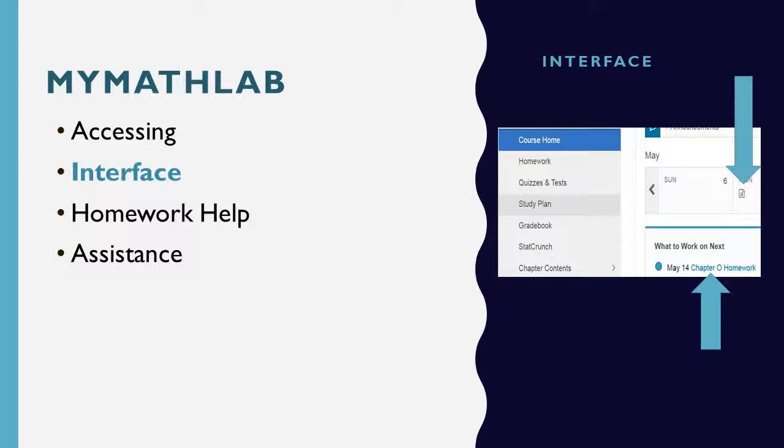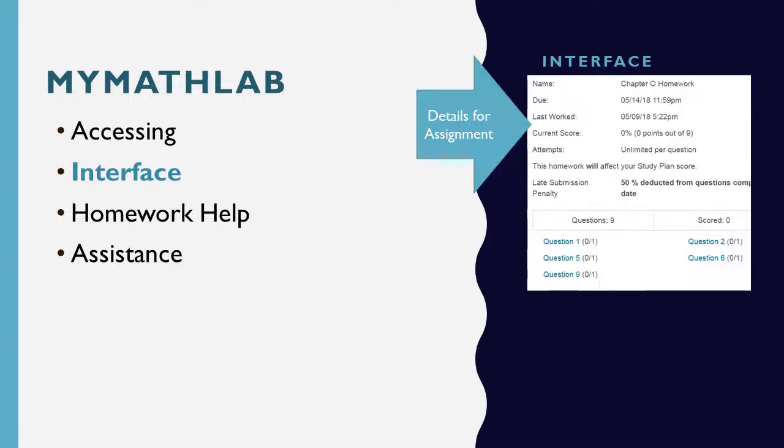Okay, so here you're looking at your interface. If I click on either one of these here, either my chapter 0 homework or my icon that I've got on my calendar, it takes me over to a view that's going to look pretty much just like this. This is what you're going to get for most of your assignments.